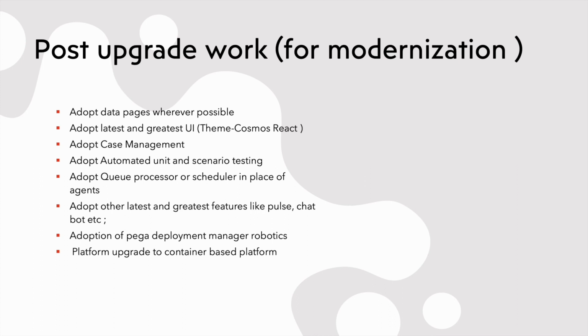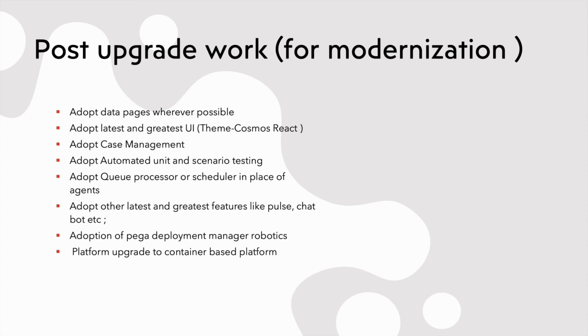The next one, as I was talking about, if you're upgrading, then definitely whatever agents we have, tons of agents, those we can also convert to queue processors or job schedulers in place of agents, because a queue processor and scheduler is much faster, okay, and better in tracing compared to an agent. I'm not talking about the differences and all those things here, but on a high level queue processor and scheduler have some benefits over agents, so you can adopt that one as well.